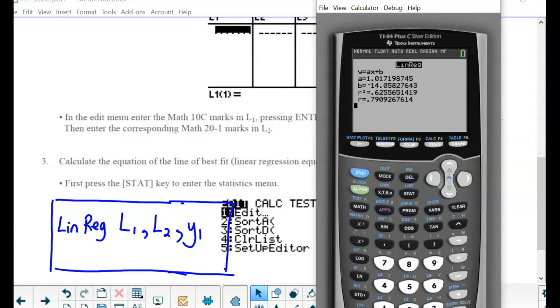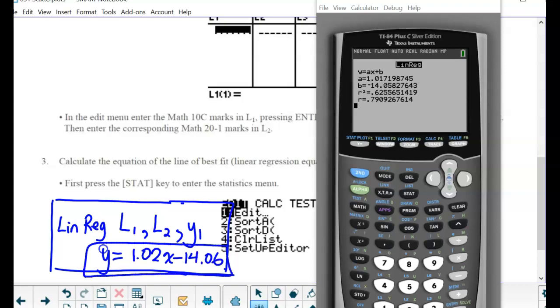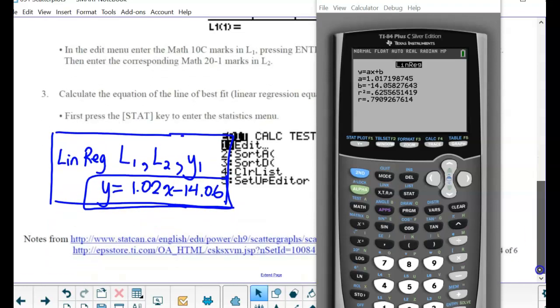So what's your equation? It says the form is y equals ax plus b, where a is 1.017, etc. B is negative 14.05. So if you were asked the equation, you'd probably be told to round, maybe to 2 decimal places. That would be your equation. That's not the exact equation because you rounded it, but that's as close as you can get. Then there's some r squared, r values. Those r is your correlation coefficient, and it talks about it.